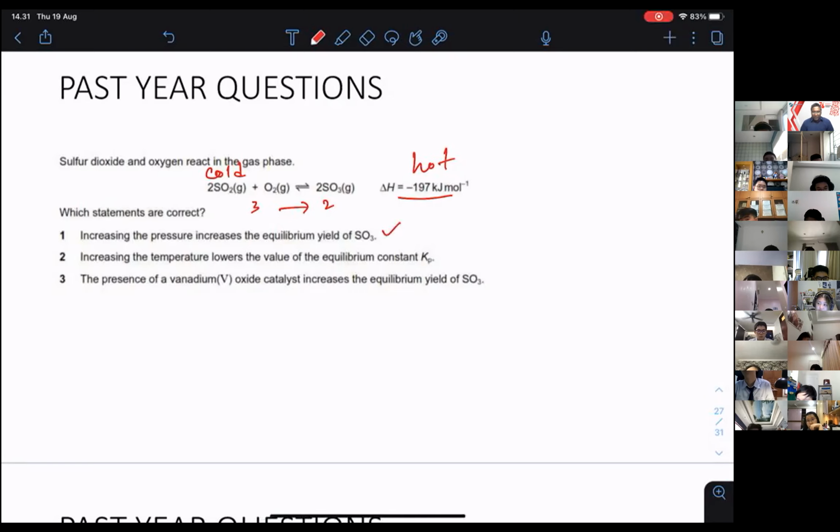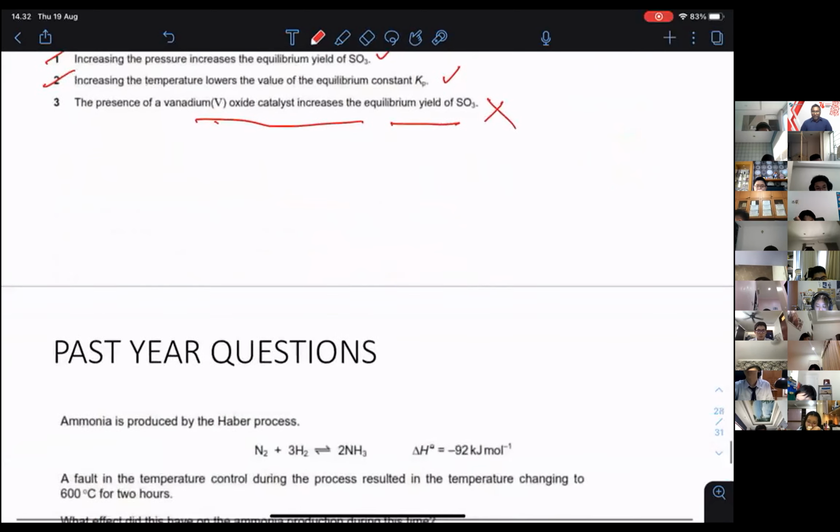Increasing temperature lowers the value of Kp. When you increase the temperature, you need to decrease the temperature. You move to the left. So Kp is going to be product divided by reactant. Reactant is more, so Kp is going to be lowered. So correct. Presence of vanadium pentaoxide catalyst increases the equilibrium yield? No, they do not increase yield. They only increase the rate. So you will get 1 and 2 as the answer.